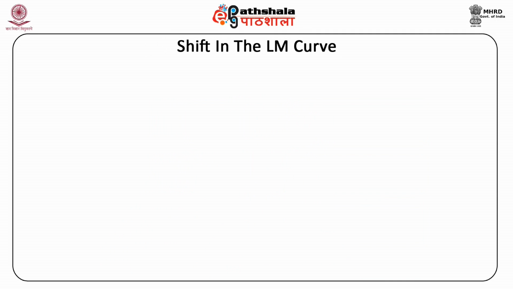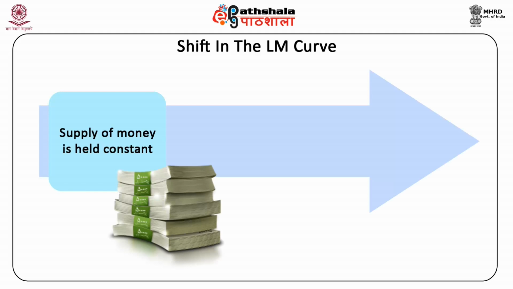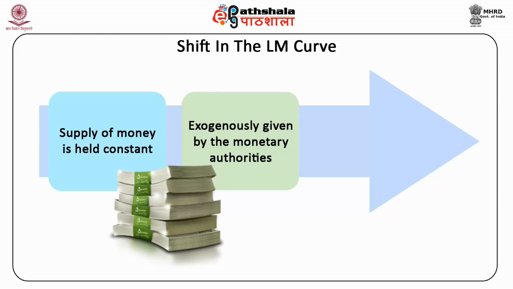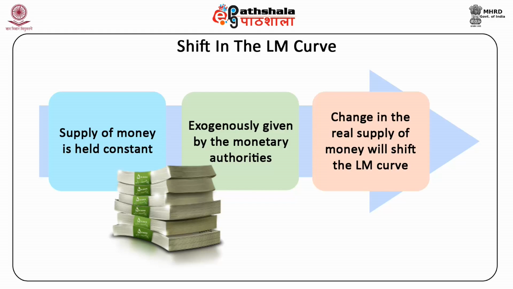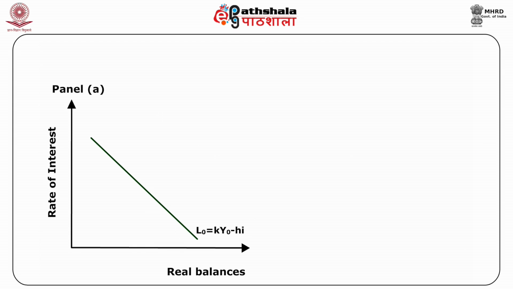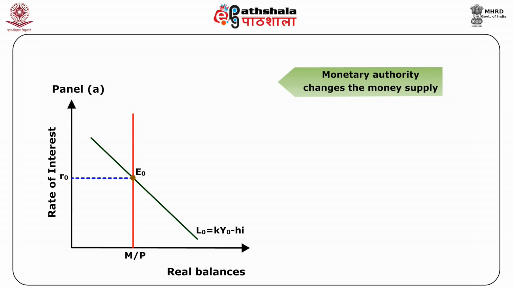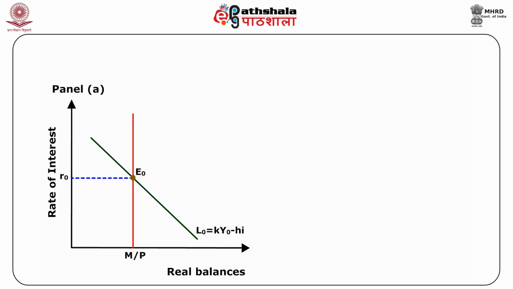Next, we have the shift in the LM curve. In the money market equilibrium, and in the derivation of LM curve, the supply of money is held constant, that is exogenously given by the monetary authorities. Any change in the real supply of money will shift the LM curve. Let us look at the shift in the LM curve graphically. Suppose the market for money is in equilibrium and the monetary authority changes the money supply by raising the nominal money balances M. The impact of this change in supply of money is illustrated in panel A of the figure.